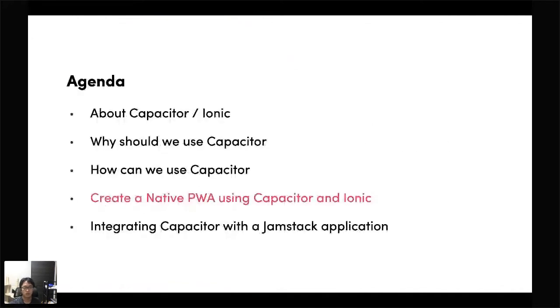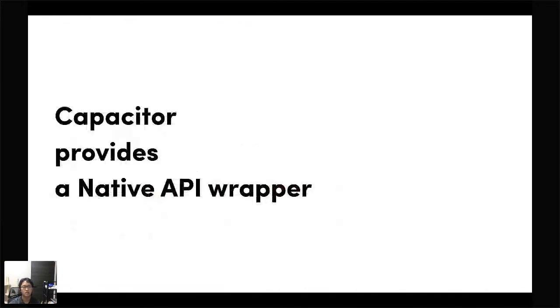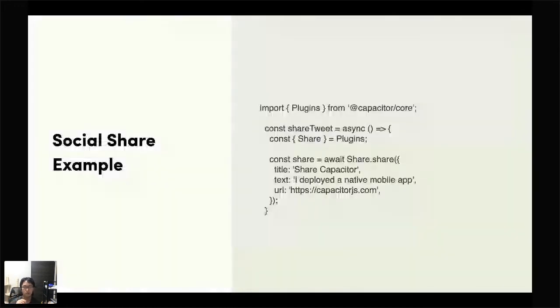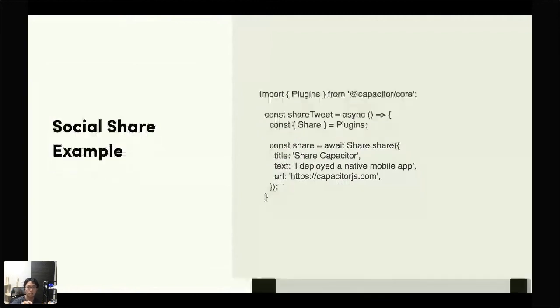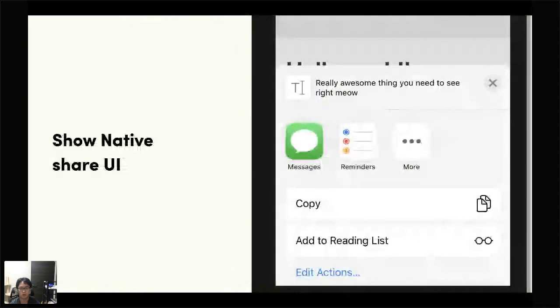So we can learn how to use Capacitor to publish native applications. And let's talk about native and PWA usage. Capacitor not only builds applications, but also provides an API bridge. So if we want to use the native share API, we can import the Capacitor core library, the share plugin, and execute the plugin's share method. Then your web application will open the native social share UI.